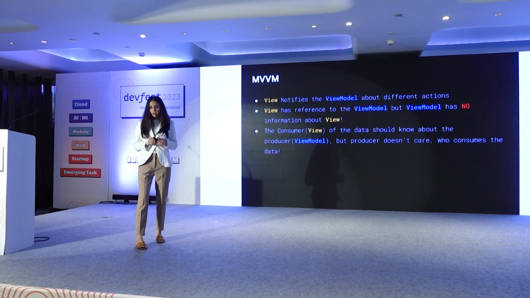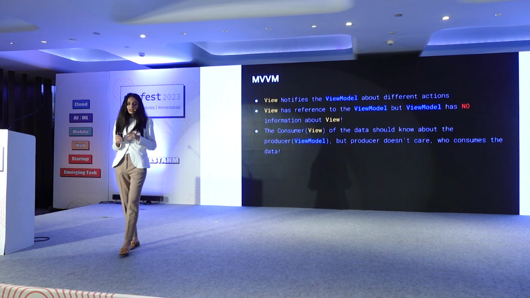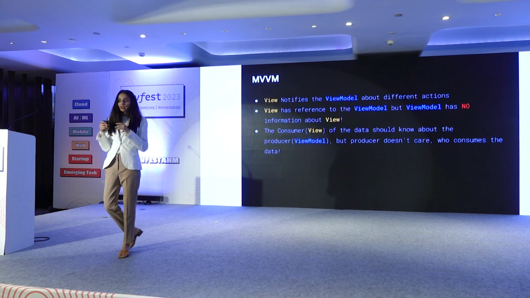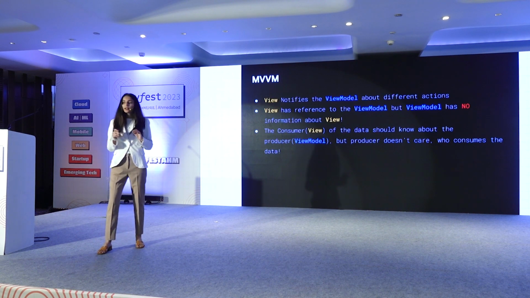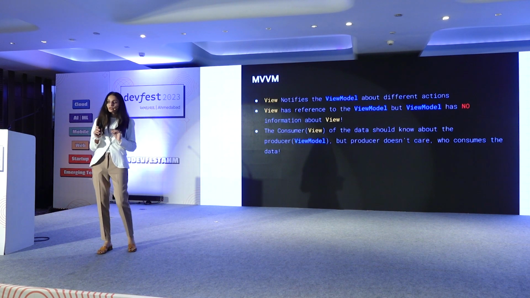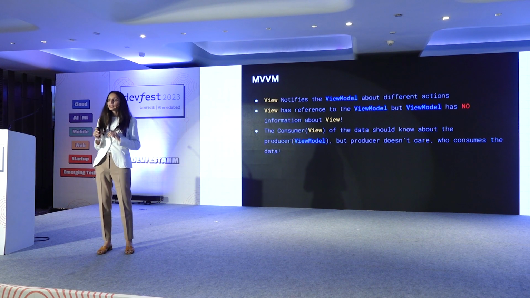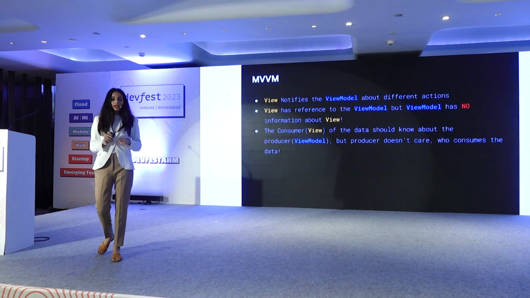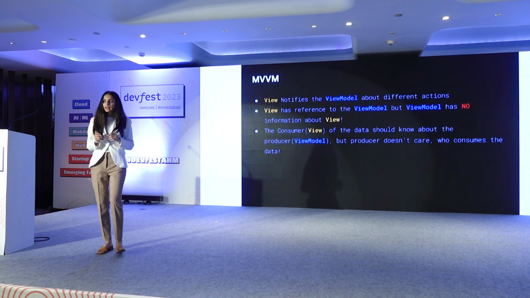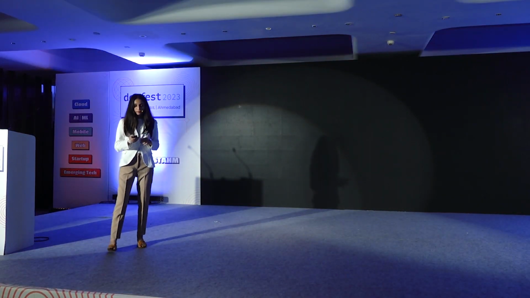View notifies the view model about different actions. View has a reference to the view model, but view model has no information about view. View model doesn't know if a view exists or not. Here the view is the consumer and the view model is the producer.